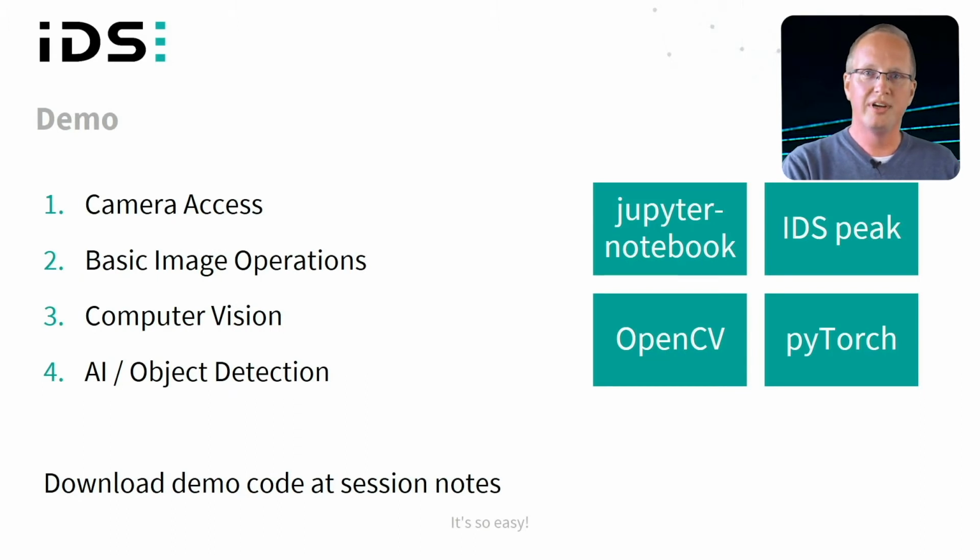So enough of the theory, let's do a quick demo. I'll show you how to access a UI Plus camera using the IDSPeak API. We'll display the camera image and do some basic operations like looking at the actual image data and displaying the images. Then we add some external libraries, that's OpenCV to do some basic computer vision stuff, and PyTorch for AI object detection. I'll use a Jupyter notebook for this demo.